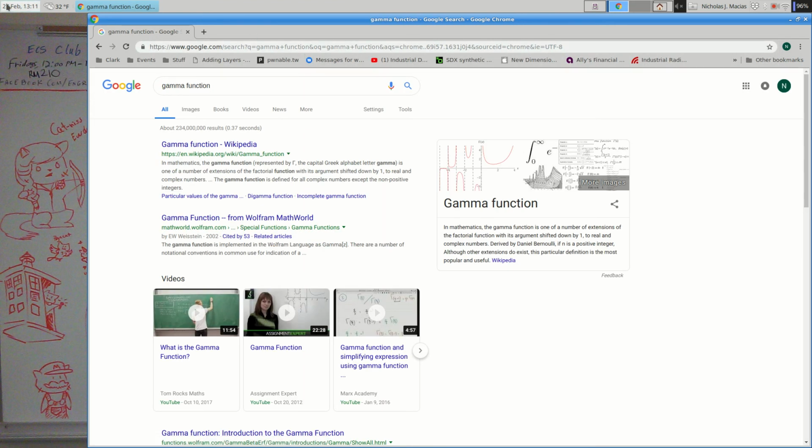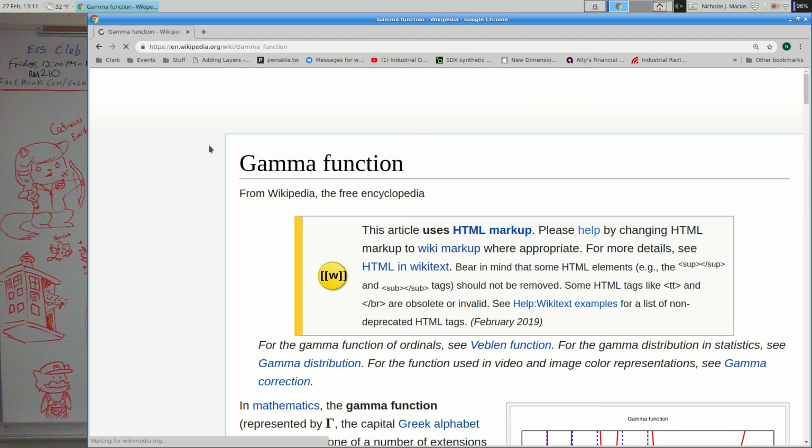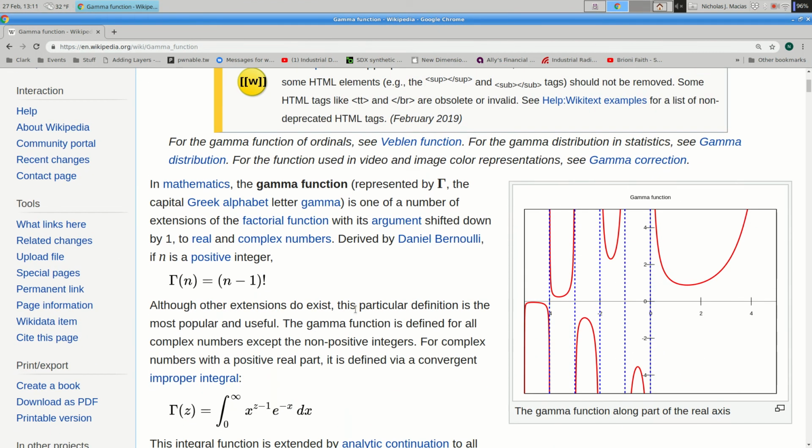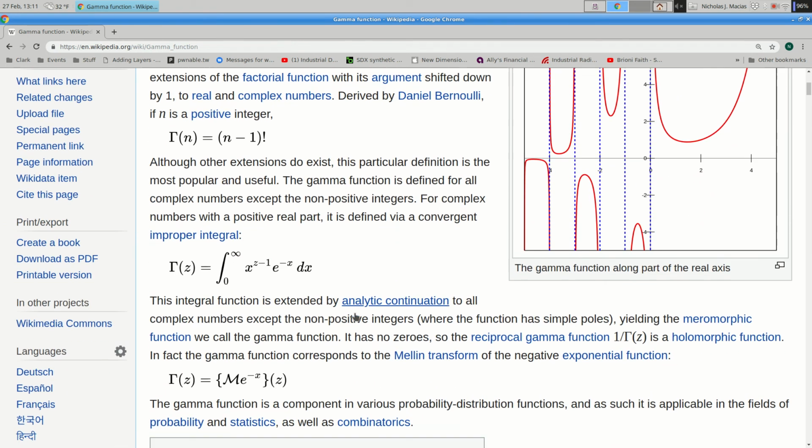Anybody know? I assume it probably has to do with approximation. So that's what you looked up. That was a red herring. Ah. It has to do with something called the gamma function.